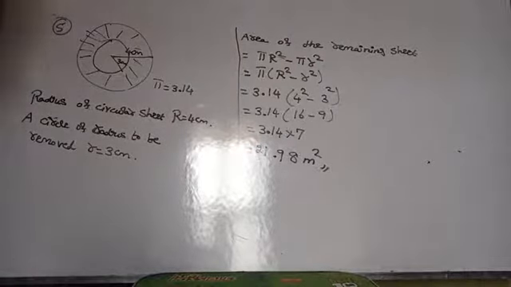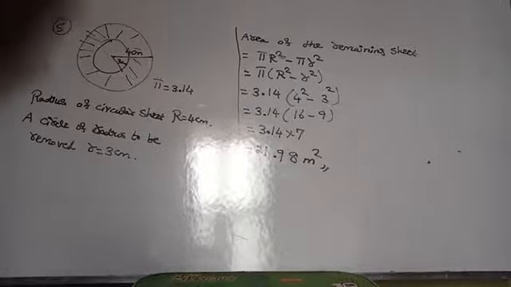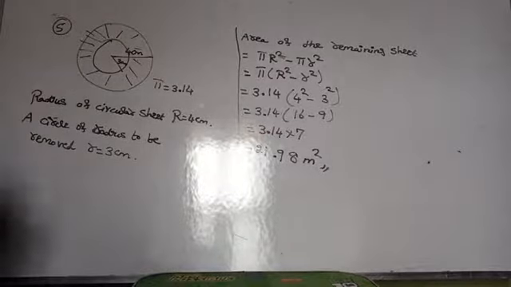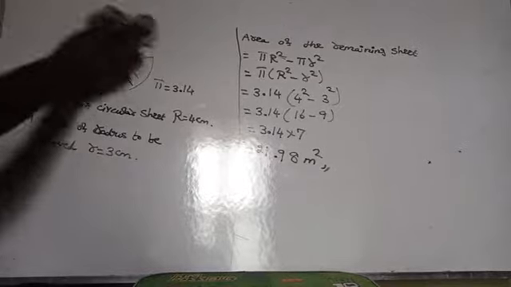Are you getting there? The area of the remaining sheet is nothing but the area of the outer circle minus the area of the inner circle. Am I right? Yes. Shall we move to the next one? Look at question number 6 now.